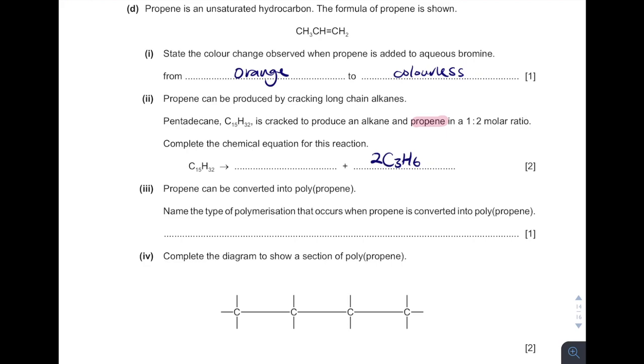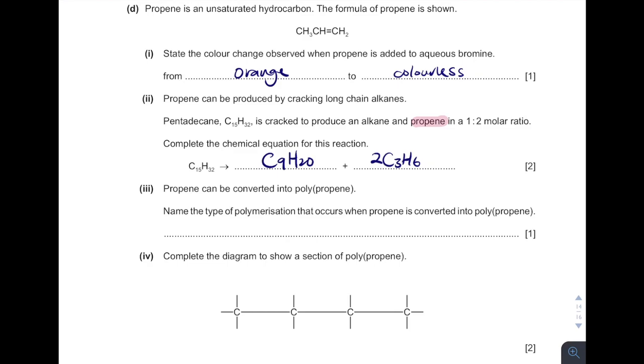Basically, just make sure that the equation is balanced. Left-hand side, total 15 carbons. Right-hand side, there are a total of 6 carbons now. So to balance it, C9H20. We know that C9H20 is an example of an alkane.